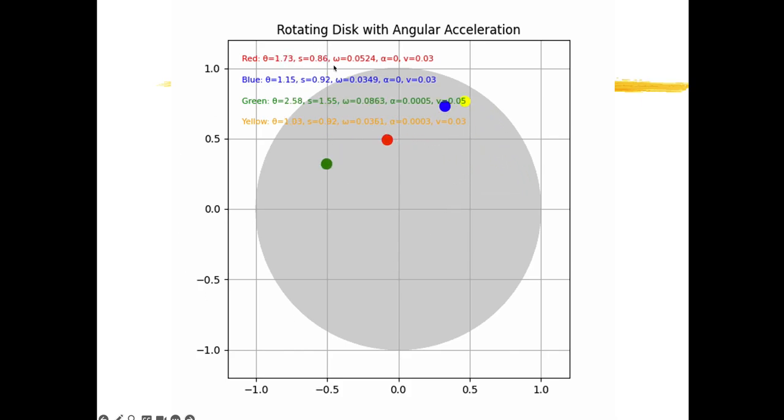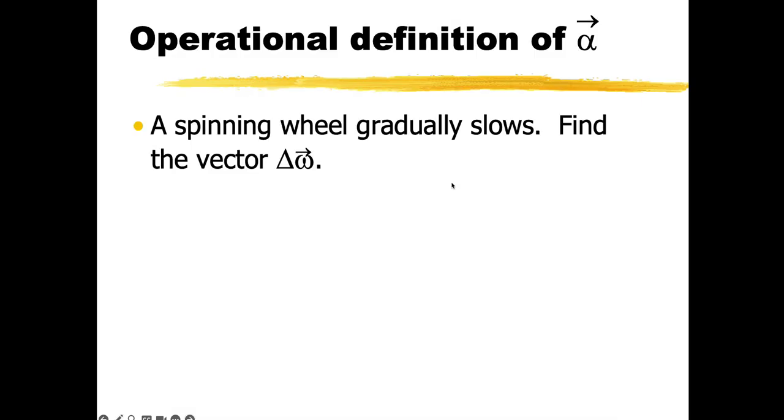Okay, so angular acceleration. I need an operational definition of angular acceleration. And by the way, do you see how it's not an A? This is an alpha. This is the beginning of the Greek alphabet, and omega is the end of the Greek alphabet. We're going to add some more Greek letters as we go along. Notice that this is also a vector. So a spinning wheel gradually slows. Find the vector delta omega. What is the change in omega?